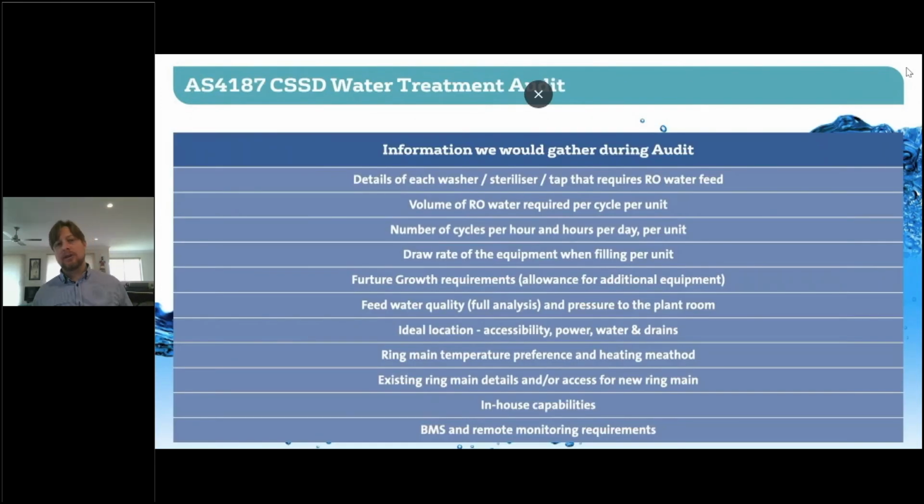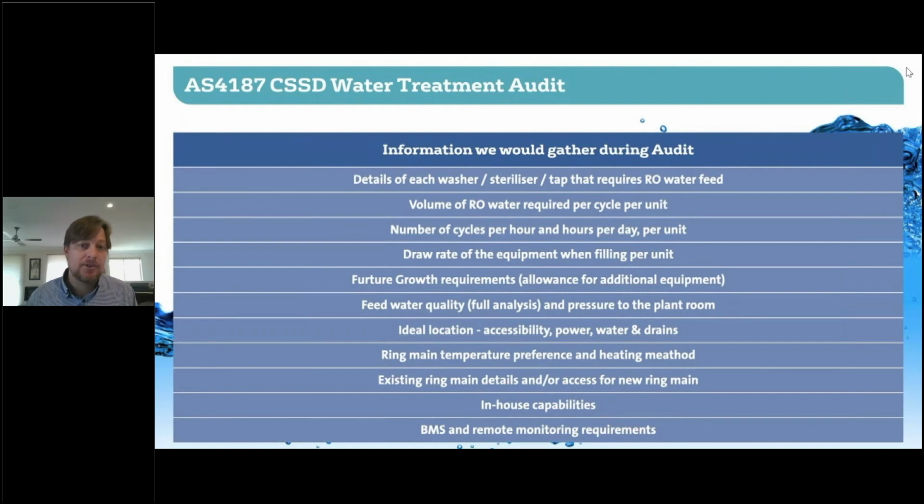What we're doing a lot of at the moment to assist sites with getting up to speed is providing audit services for sites. If you haven't already started, then it's obviously critical you get onto your plan for your compliance upgrade, and an audit is where you start.